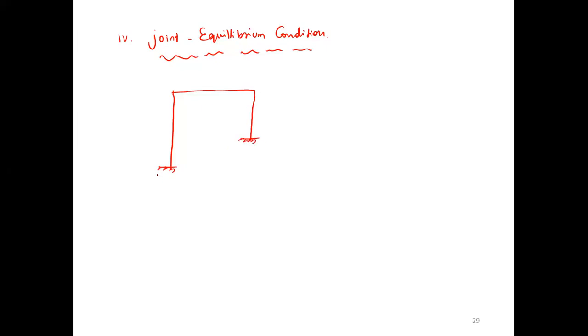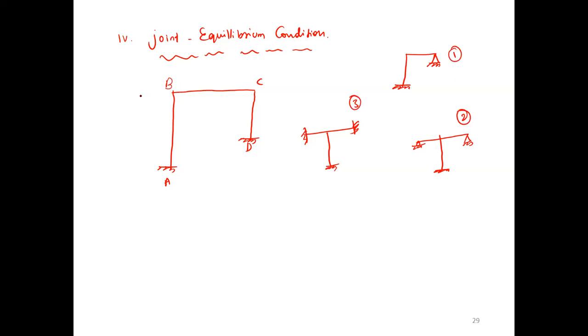Now tell me, how many joint equilibrium conditions in this frame? This is also a very, very important question. And I will take one more frame. How many joint equilibrium conditions in this frame? And also in this frame? And I will give one more. Yes, first move one by one. This is the first problem, this is the second, this is the third, this is the fourth.